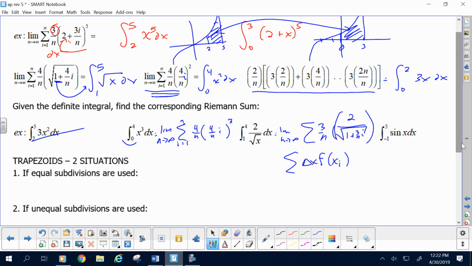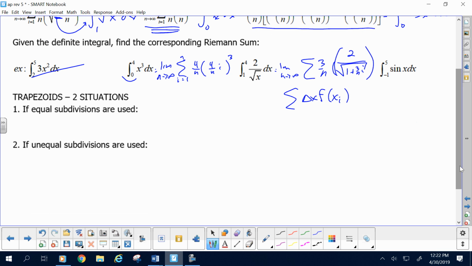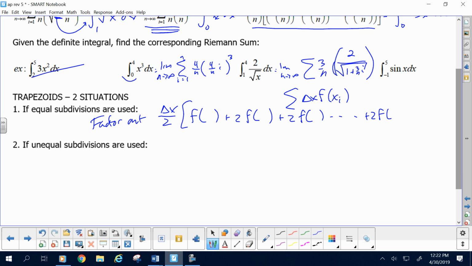Okay? All right. Trapezoids. There are 2 different types of trapezoids. You can expect both. One is if equal subdivisions are used. If equal subdivisions are used, then you can factor out the delta x over 2. And inside is that 1 on the outsides, 2 on the insides pattern that we've seen so many times. Do you remember? Okay. If unequal subdivisions are used, which is usually a table problem, free response, though not always.